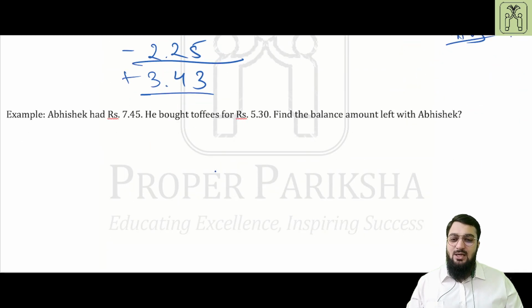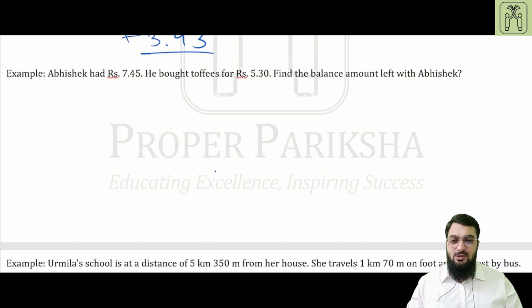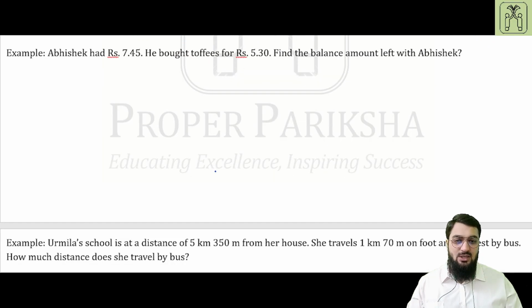Example: Abhishek had 7.45 rupees. He bought toffees for 5.3. Find the balance amount left with Abhishek. Similar questions we have also done in the chapter of fractions and in the chapter of integers. So the same we have to apply in decimals. This is nothing new. You just have to make the subtraction process different from the fractions.